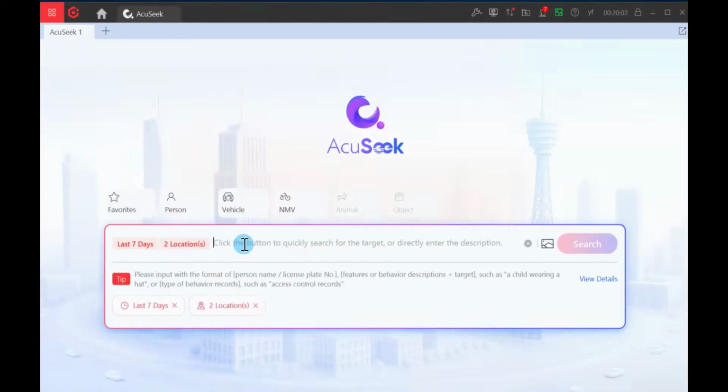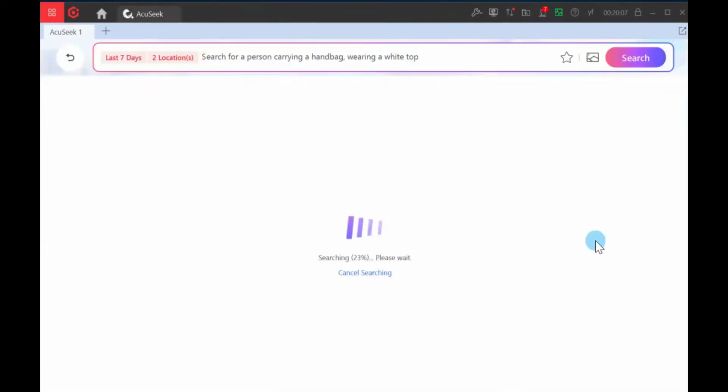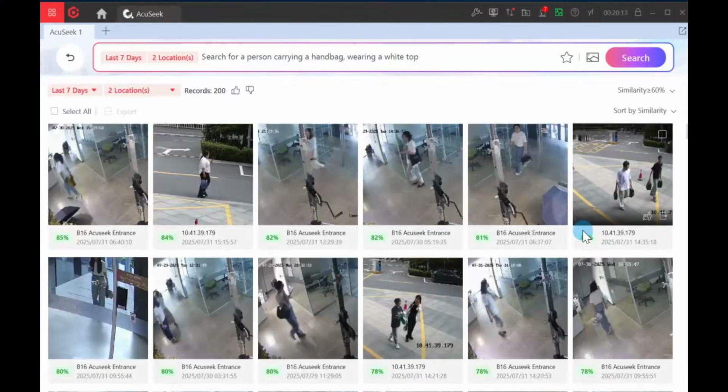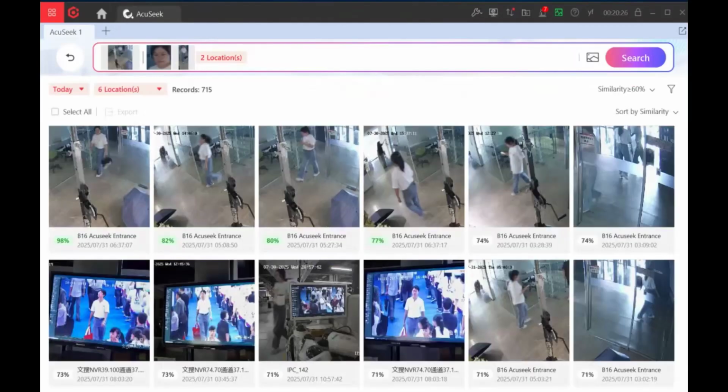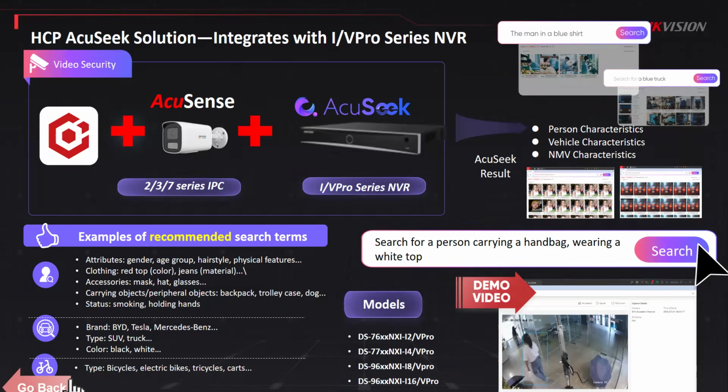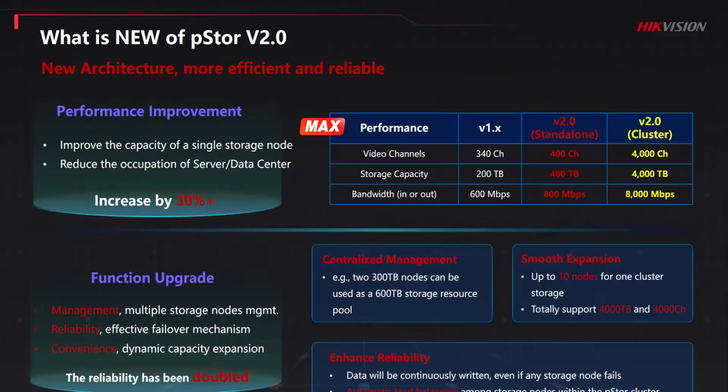And now I can type in anything that I need. Person carrying a handbag with a white top. And there it finds the persons. Now you can select a person that's quite similar to what you're looking for, and it will find that person everywhere else on all your channels. Of course, we also have a percentage match to see how close it is to that person. So this will make our lives a lot easier in our control rooms finding anything that is required.